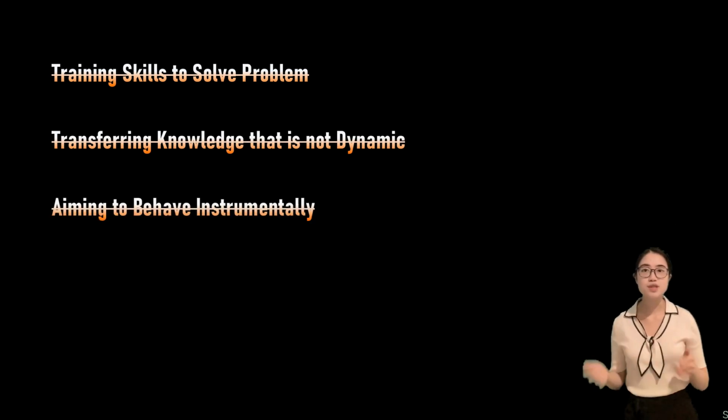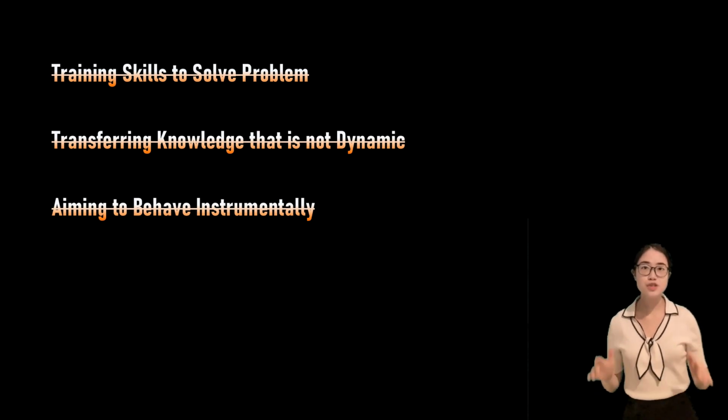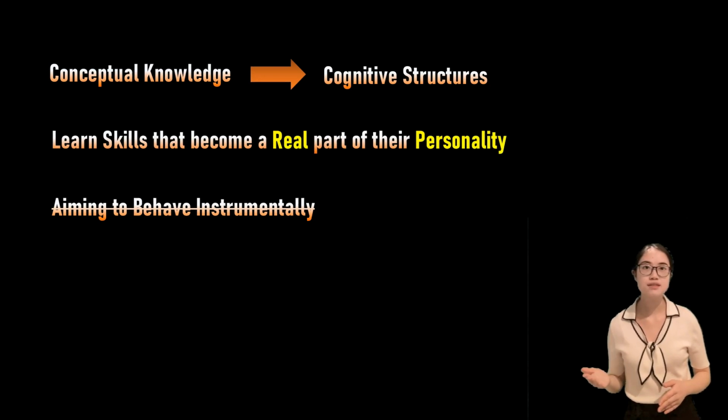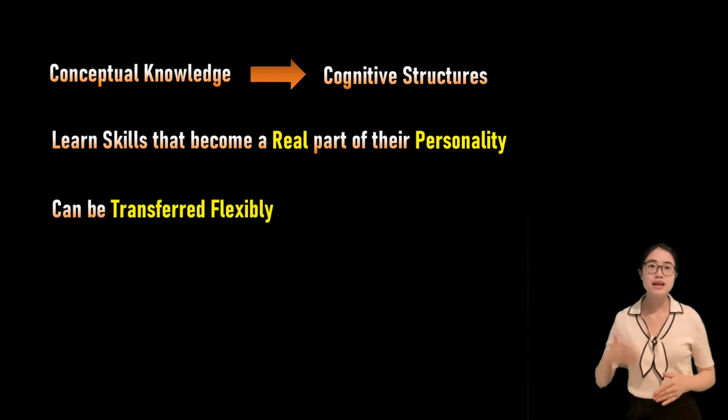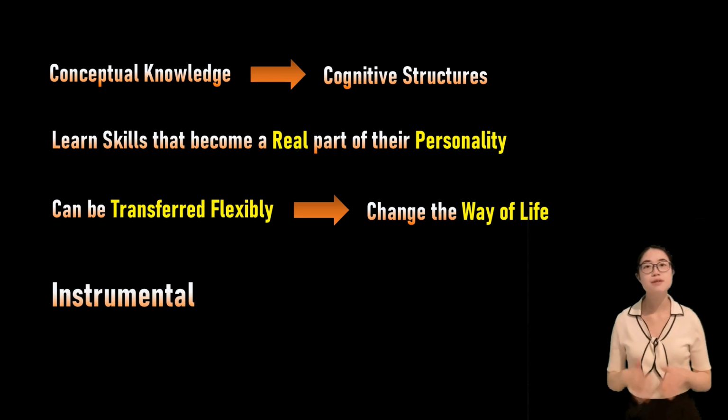Actually, education is not about training skills to solve problems. It's not about transferring knowledge that is not dynamic. It's not about aiming to behave instrumentally. We want the students who have received our education to have not only specialized skills, but also a large number of conceptual knowledge to form their cognitive structures. To learn skills that become a real part of their personality, so that the knowledge they acquired is not inert, but can be transferred flexibly and thus change their way of life. Their behavior is not instrumental, but active.